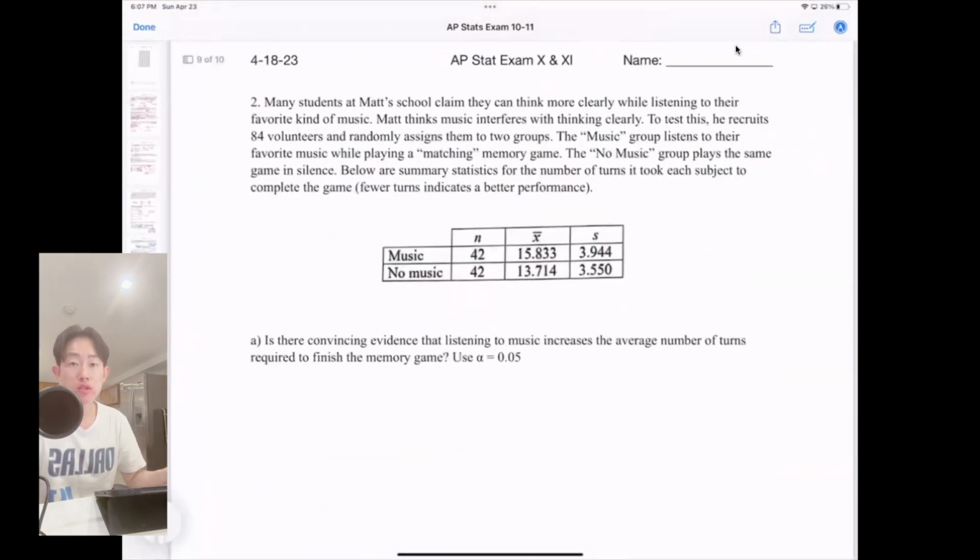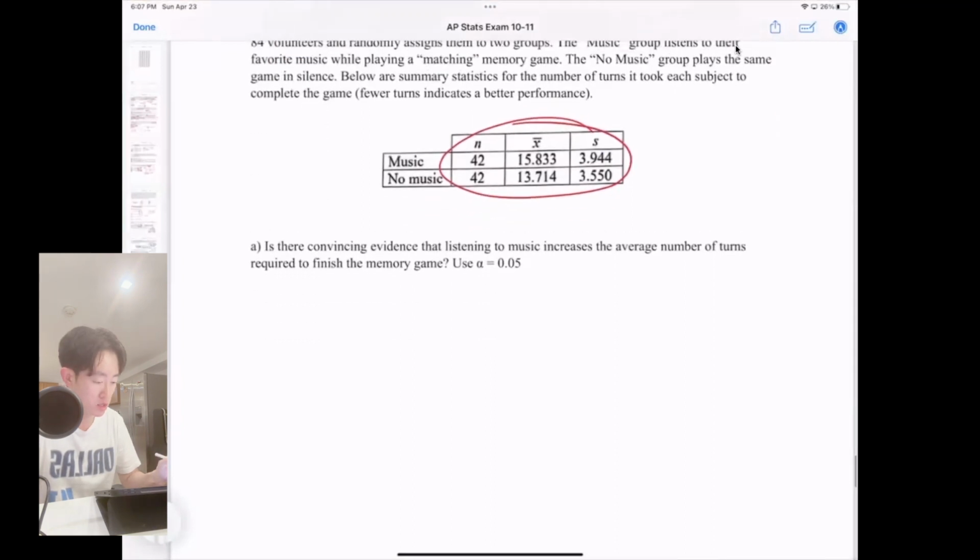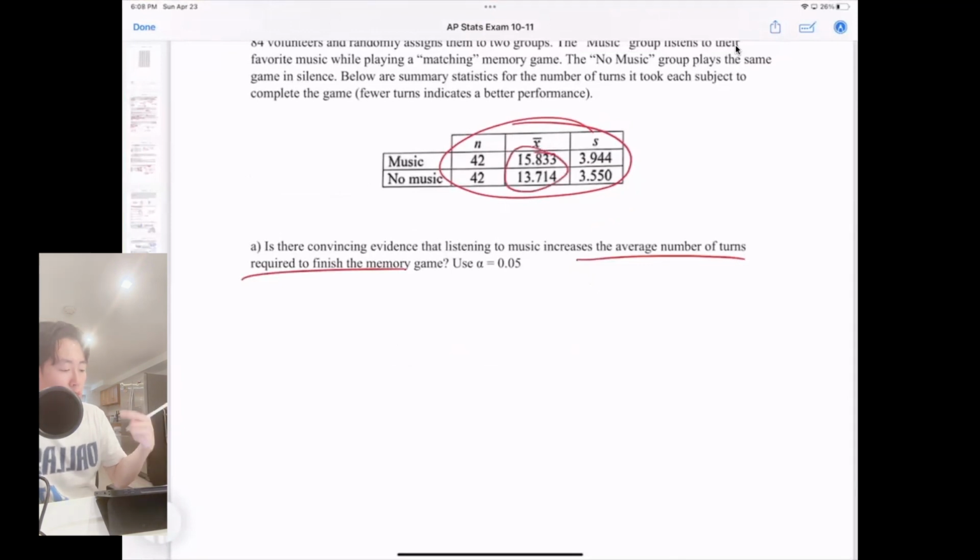All right, last question, number 2. So we have all the data that we need. We have 2 samples, the music group versus the no music group. Is there convincing evidence that listening to music increases the average number of turns? So these are just the number of turns. From the data, we just have to get our head around the fact that listening to music actually does waste more time. They actually do take more turns. That's what this number shows.